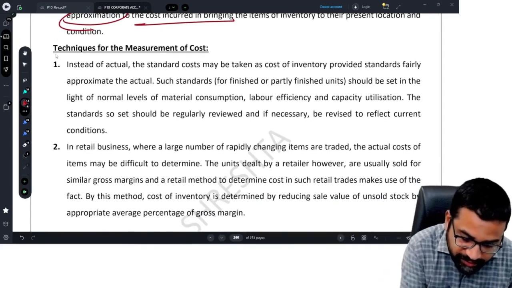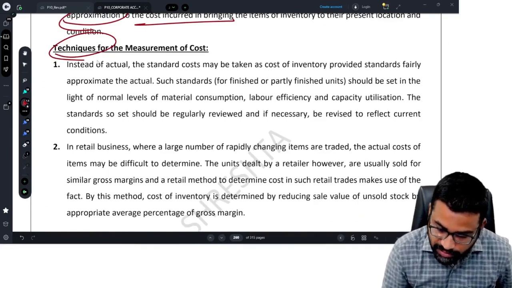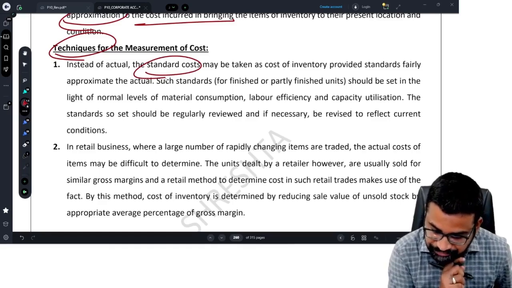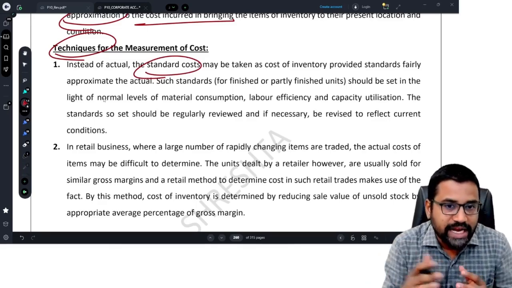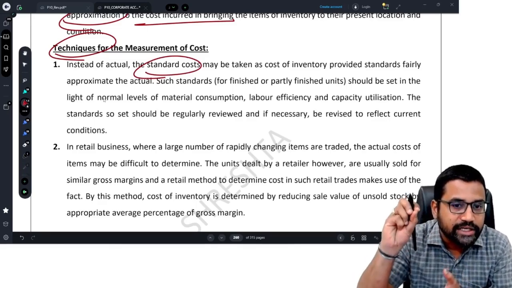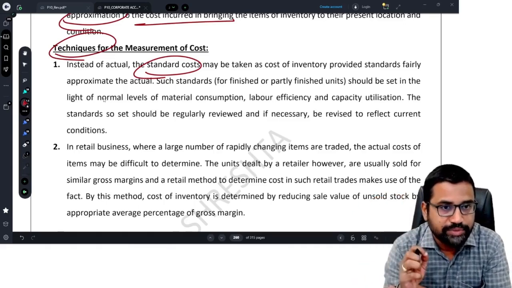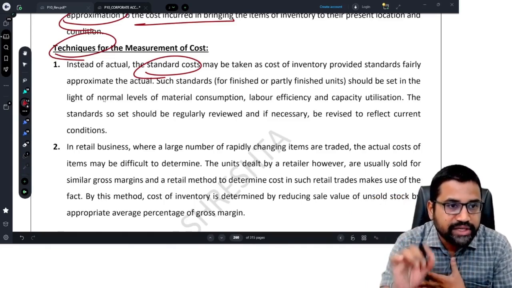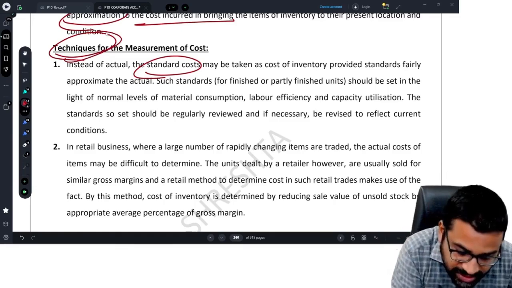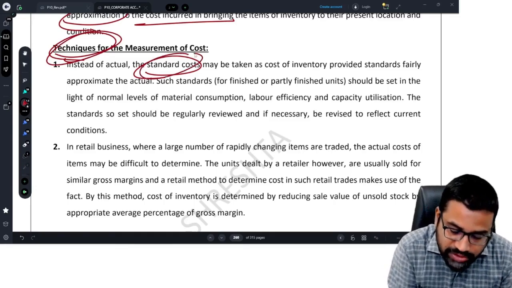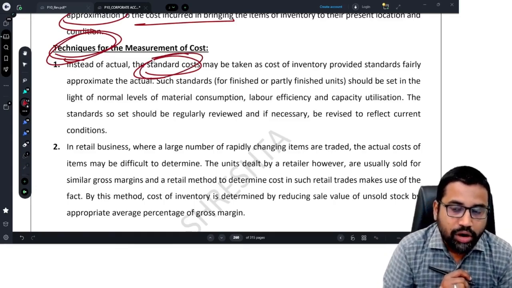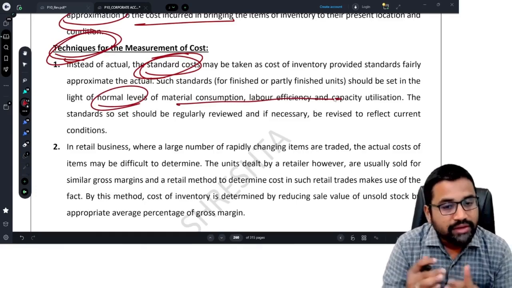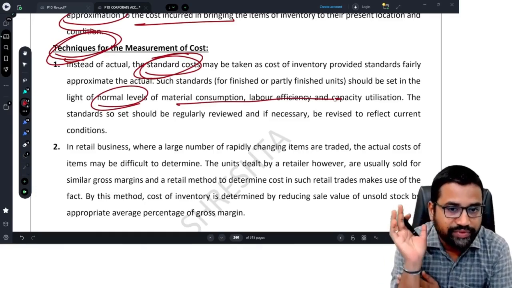Now, apart from that, they have given some other techniques of measurement of cost. Instead of actual cost, the standard costing method can also be followed. We need to determine the standard, average cost of the product. Suppose the company is following cost or NRV to measure the inventories. To determine the cost, we can follow the standard cost method. How to determine the standard cost? By considering the normal levels of material consumption, labor, and capacity utilization, you determine one standard cost. That standard cost is the cost of inventory.